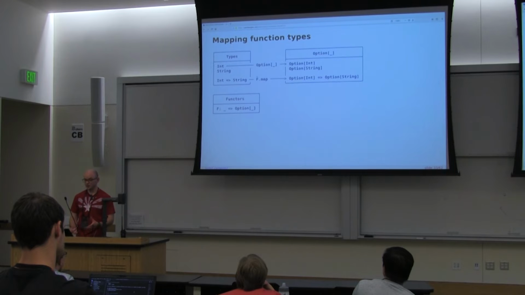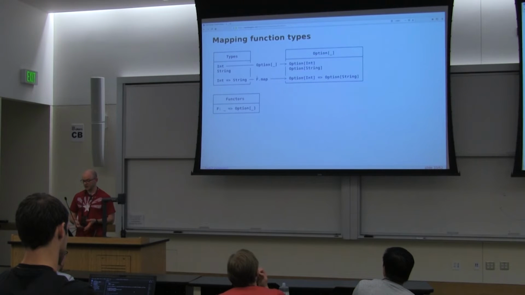Arrows, on the other hand, do use functors. So in functional programming, if we have a function int to string and we want to map that into the option category, for example, maybe we have an option of int that we need to apply that function to. That's where our option functor comes into play.